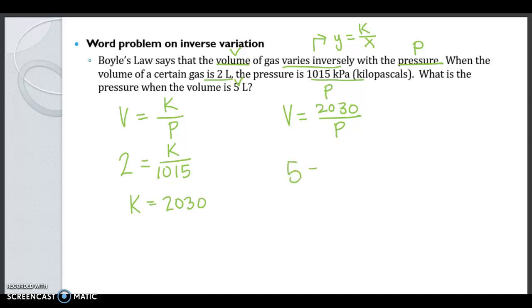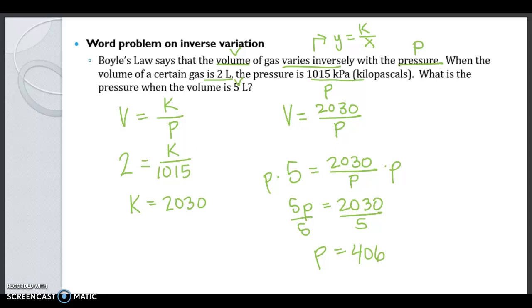So our volume is 5. 5 equals 2,030 over P. So now I need to multiply by P on both sides. And I get 5P equals 2,030. Now what is P? Well, 2,030 divided by 5 is 406. And P is my pressure. My pressure is in kilopascals, which we represent as kPa. So that's inverse variation word problems.